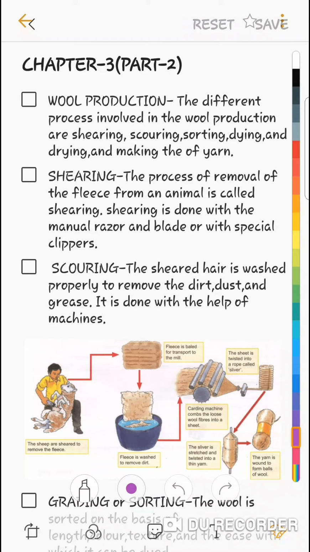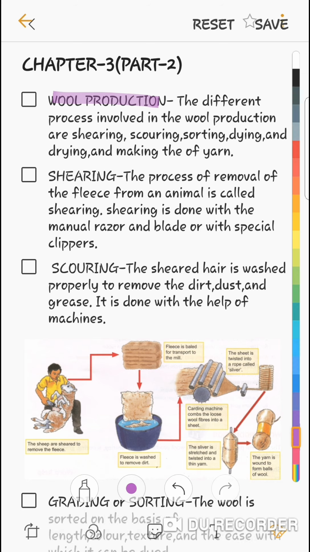Hello students, this is part 2 of chapter 3, Fiber to Fabric. In the last video we learnt about wool from other animals such as camel, rabbit and goat. In this video we will be learning about wool production, the different methods, and the life cycle of the silk moth, from where we get the silk.